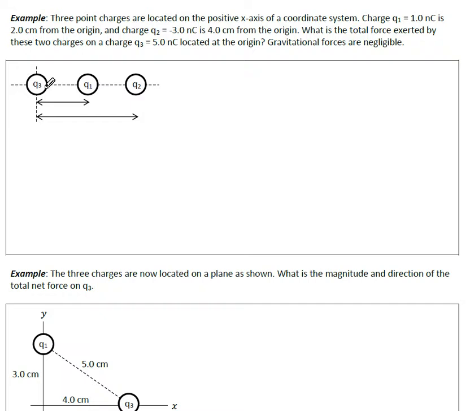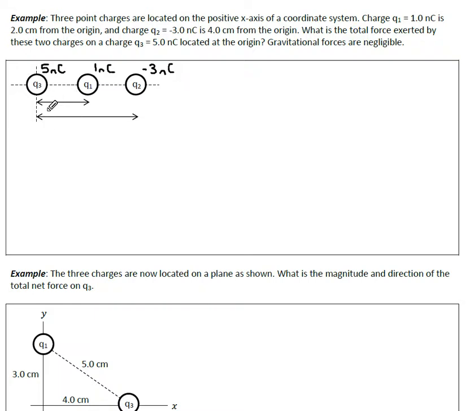So it's trying to say, what is going to happen to Q3 when there is a charge Q1 and Q2 that is nearby? Let me just write in the charges here so you can see it easier. Q3 is defined to be 5 nanocoulombs, so times 10 to the negative 9 coulombs of charge. Q1 is 1 nanocoulomb, and charge 2 is negative 3 nanocoulombs.